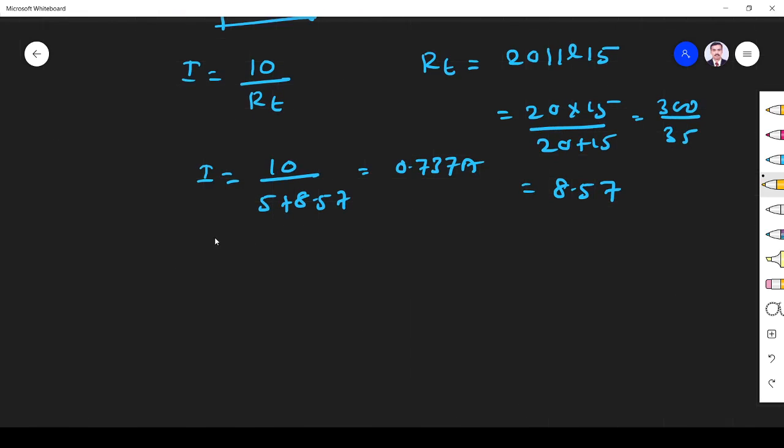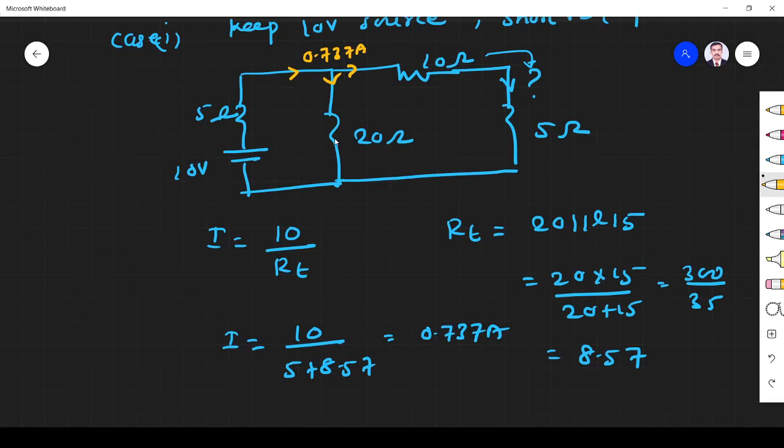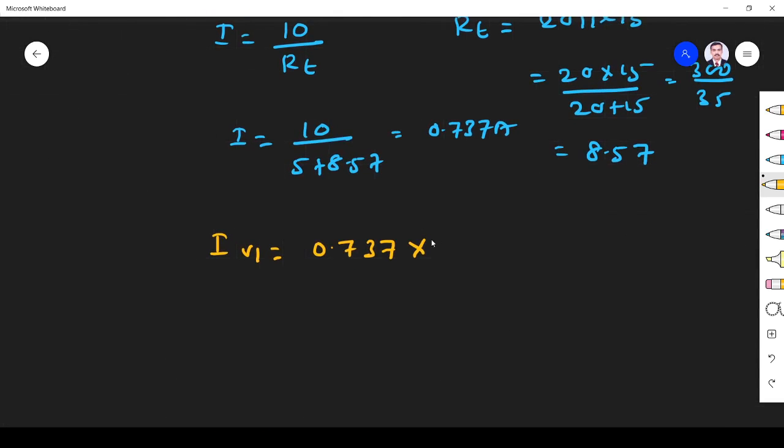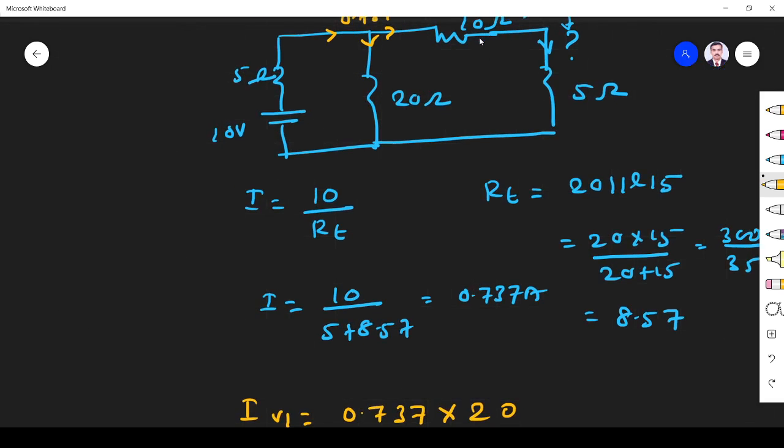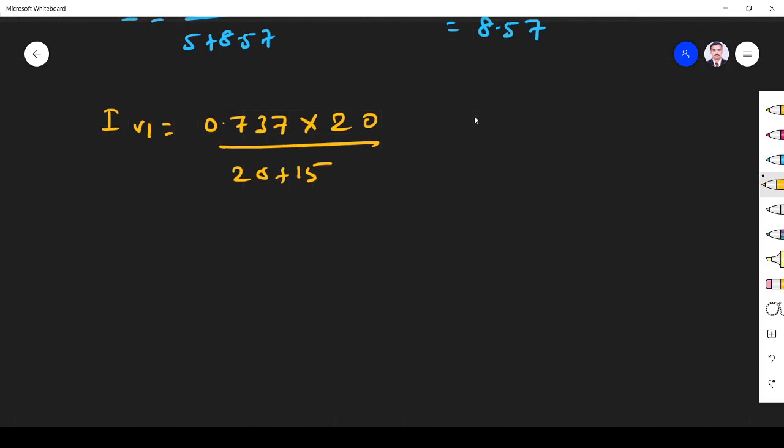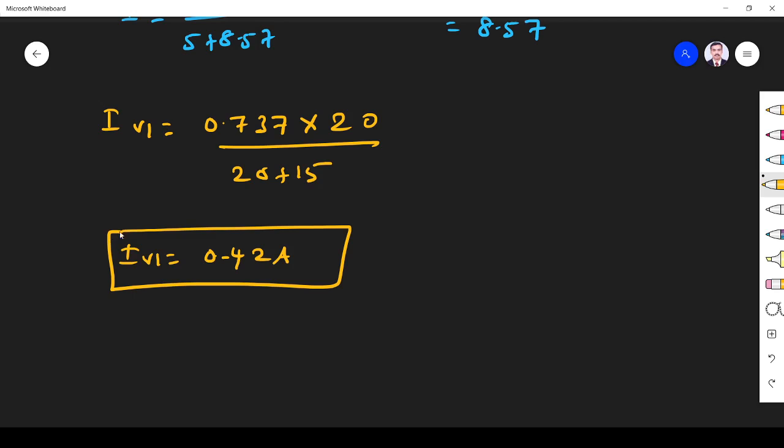Okay, so now I due to 10 volt, or I due to V1. I due to V1 is this total current 0.737 into, what is this resistance? Opposite resistance, that is the current divider rule: opposite resistance divided by total resistance. Total is 20 plus 15. This is 20, these two are parallel, right? So 15. So it will give I due to V1 is equal to 0.42 ampere.